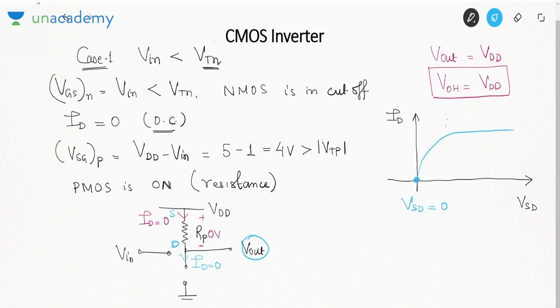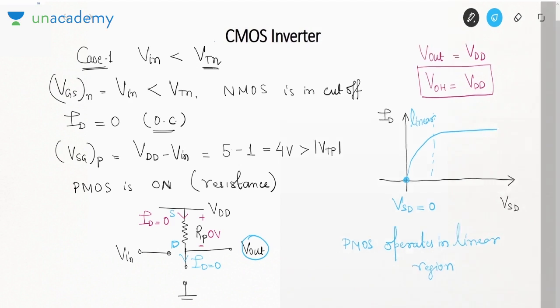And what is the region of operation in this area? It is linear. So I will say PMOS operates in linear region. So that means in case 1, when Vin is less than Vtn, NMOS operates in the cutoff region and your PMOS operates in the linear region. Or you can say NMOS is off and PMOS is on. Now let us consider the second case.